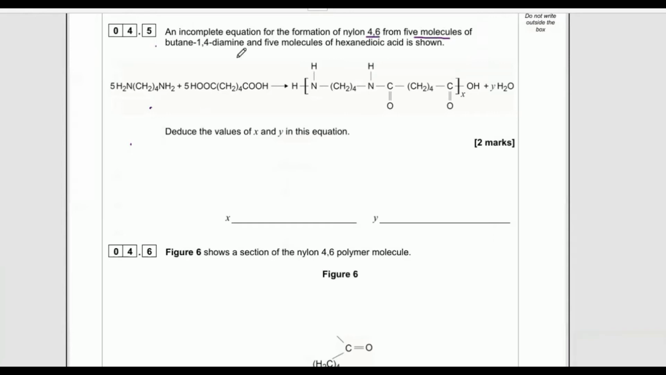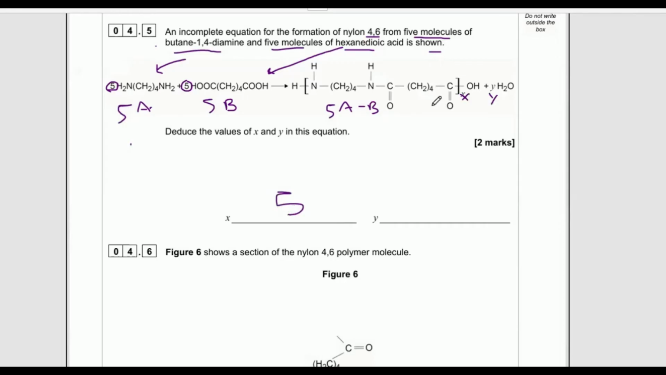So for this question, they want us to work out what X and Y is. So how much X is there and how much Y? We're dealing with butane-1,4-diamine and hexanedioic acid. There's 5 of each of them, and they're saying, what is X? So how many molecules would you get if you combined 5 of the butane-1,4-diamine and the hexanedioic acid? I'm going to use A and B. So if you have 5 of A and you have 5 of B, you can only make 5AB. So the answer to X is 5.